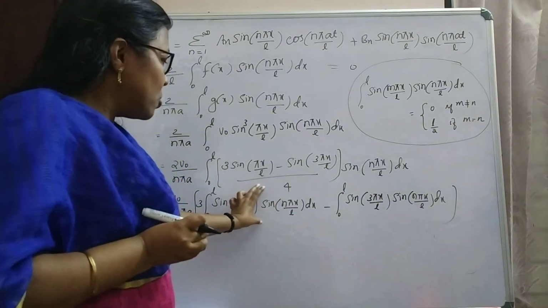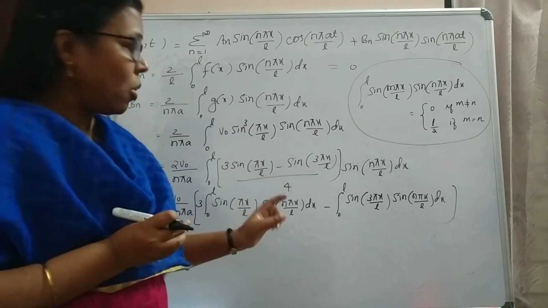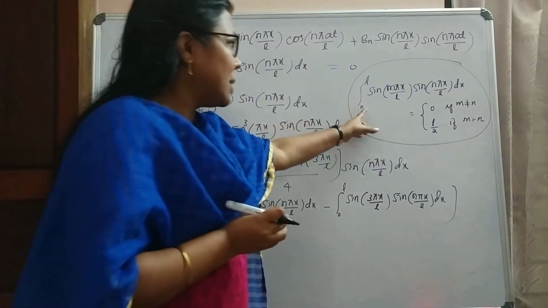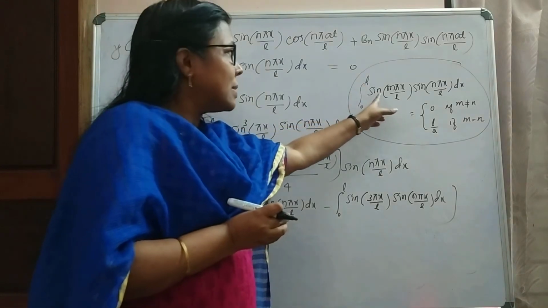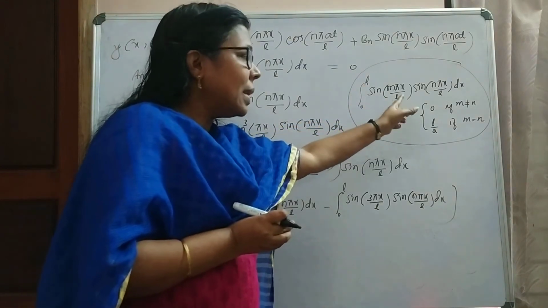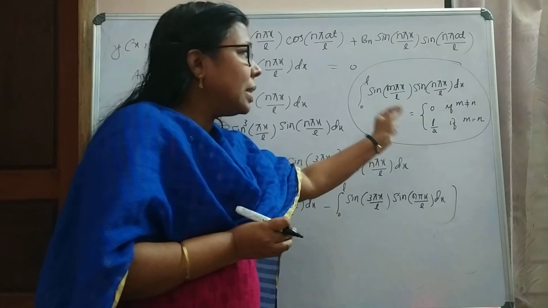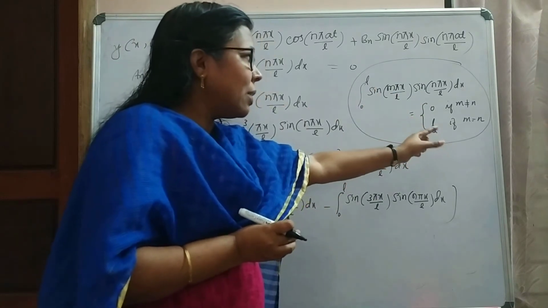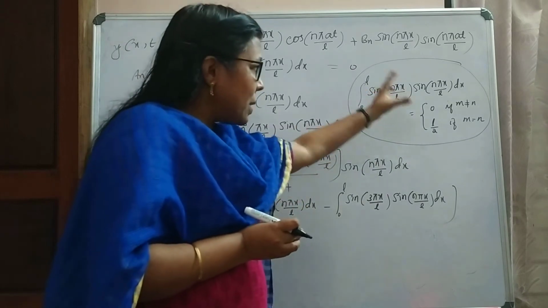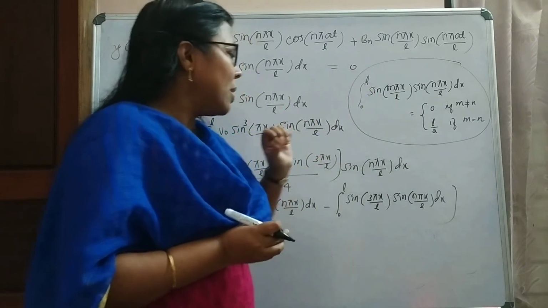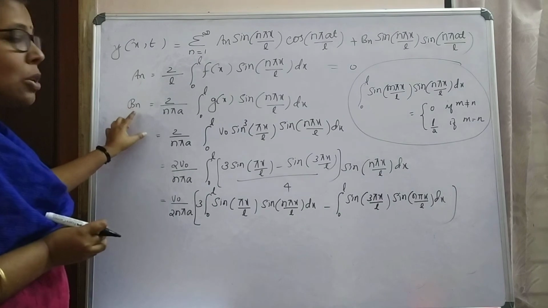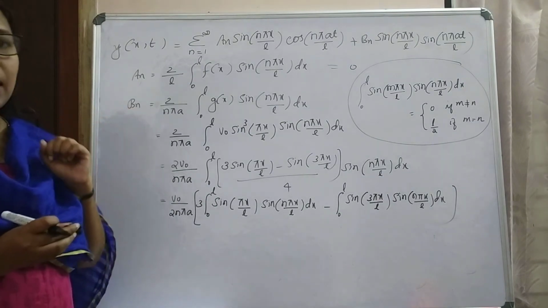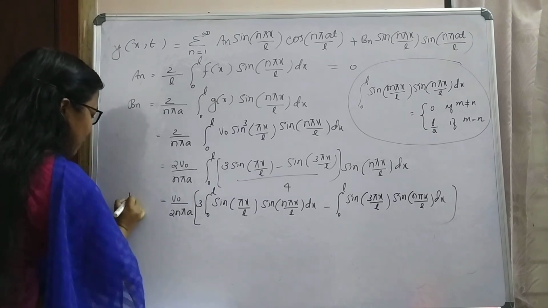Now we have to do these two integrations. For doing this integration, we have a formula. Remember this formula, that is integral 0 to L sin(mπx/L) sin(nπx/L) dx equal to 0 if m not equal to n. If m equal to n, the value is L by 2. Remember this formula. Using this formula, we have to find all the values for bn, that is b1, b2, b3, b4, etc.